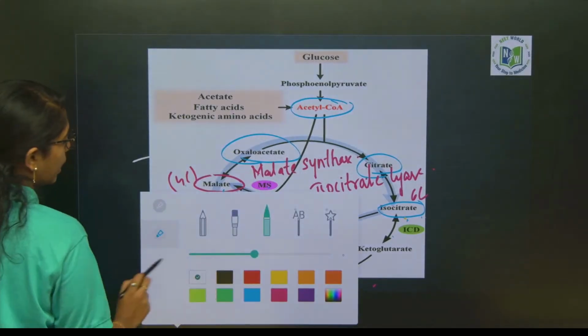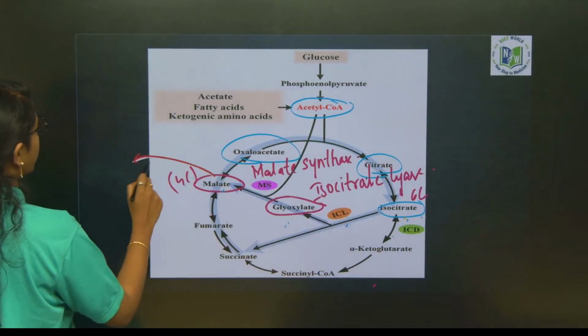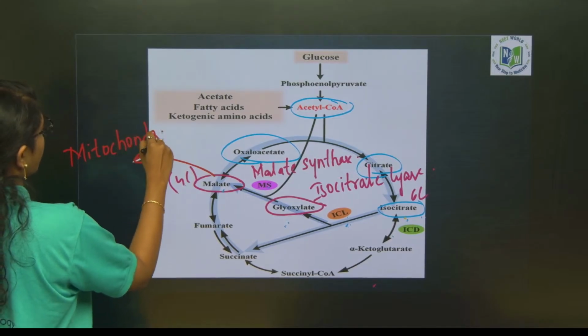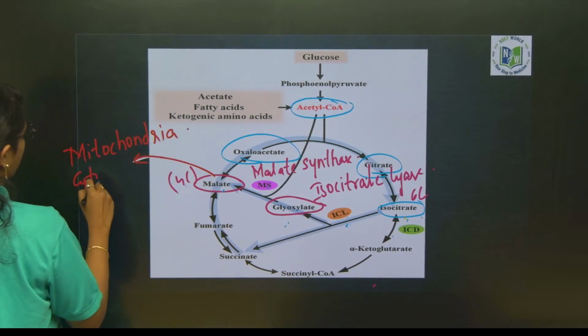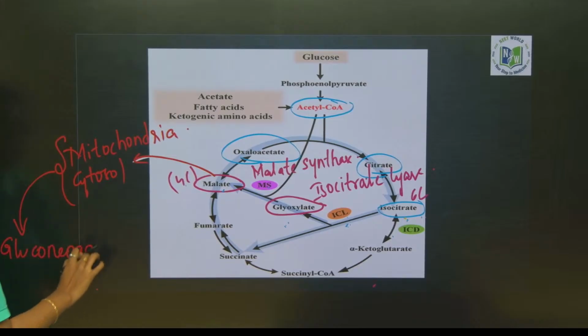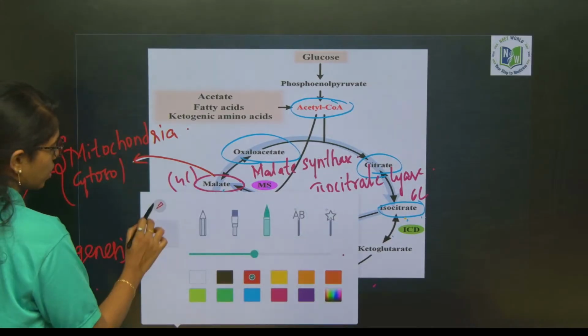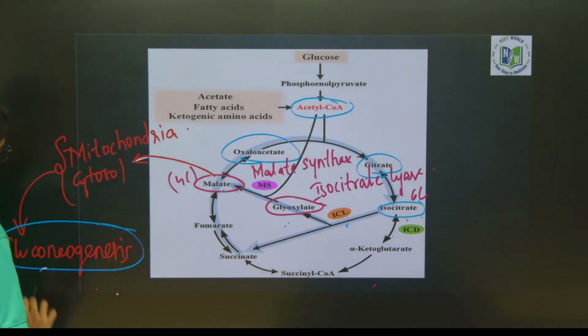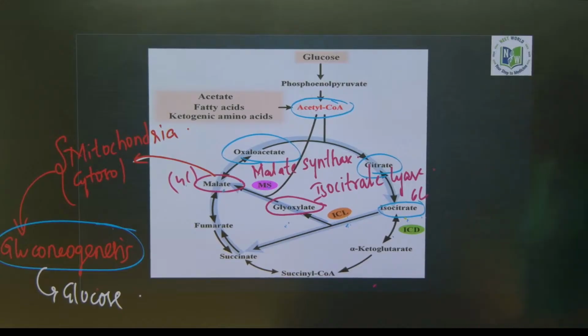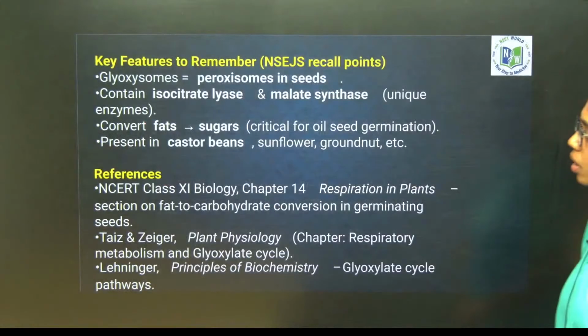Gluconeogenesis. Malate enters into either mitochondria or cytosol, and it will start gluconeogenesis, the synthesis of glucose from non-carbohydrate source. Clear, right? Clear with the pathway of glyoxysomes and the glyoxylate cycle. Now, next.